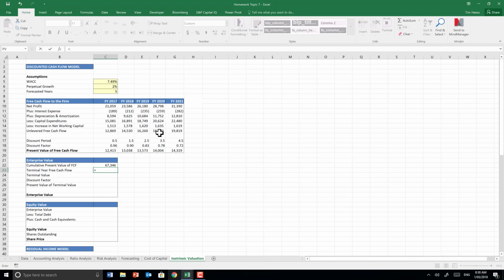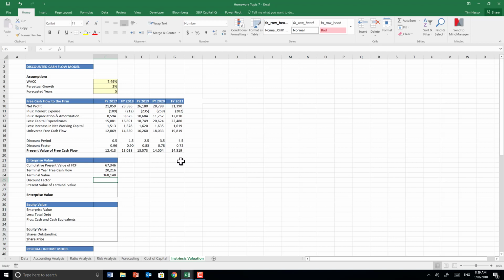So in order to do that, I need to take the 2021 free cash flows and multiply them by 1 plus the perpetual growth rate. If you do that, press enter, it should be 20,216. Now, to get to the terminal value of this amount, we essentially need to assume that this is going to become a perpetuity. And the perpetuity formula, again, you would have done this in your fundamentals of finance class, is equal to the terminal year free cash flow divided by, open up a bracket, the WACC minus the perpetual growth. Close the bracket, and that is the value of your perpetuity.